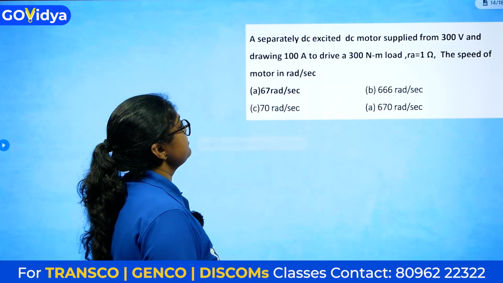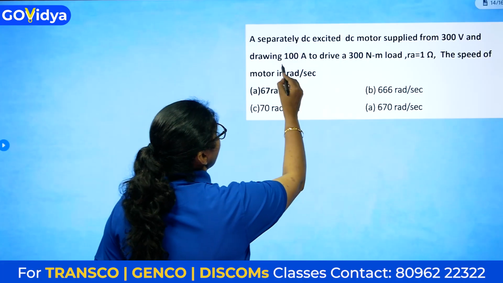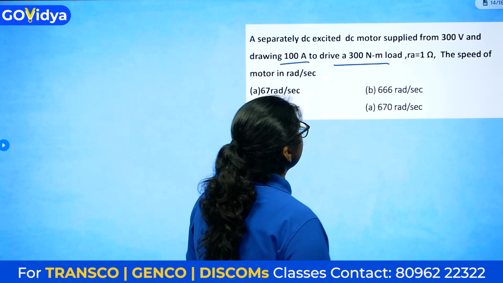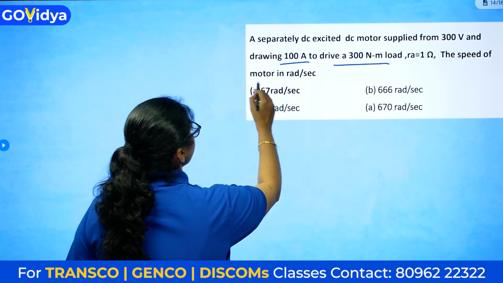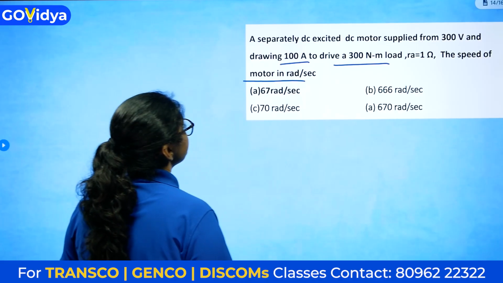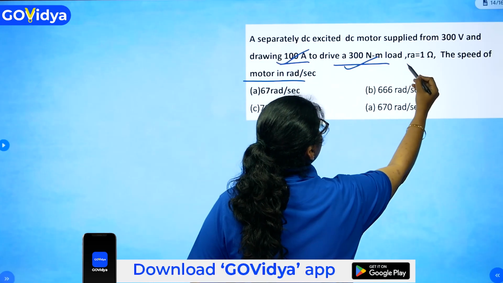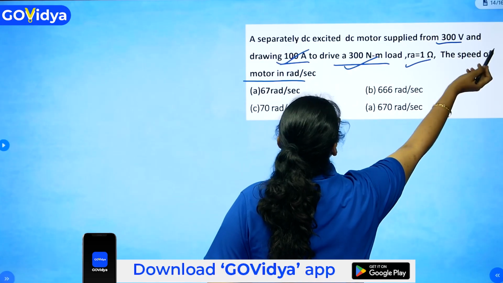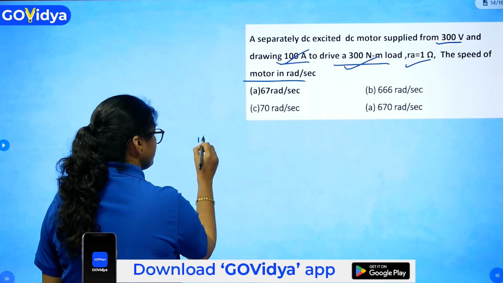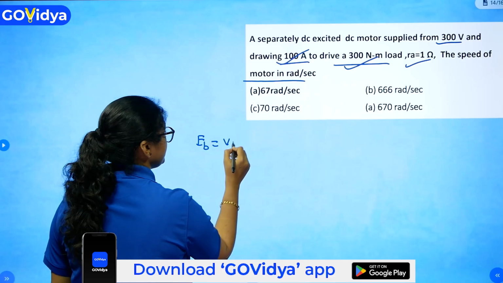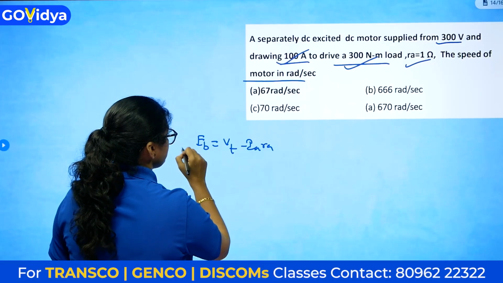A separately excited DC motor supplied from 300 volts drawing 100 amperes to drive a 300 Newton meter load, and Ra is equal to 1 ohm. The speed of the motor in radians per second. So we have to calculate the speed. They have given the data: current, torque, armature resistance and the voltage. So to solve this problem, if I use EB is equal to, it is a motor, Vt minus IaRa, but I have to calculate the speed. So by this formula I cannot.